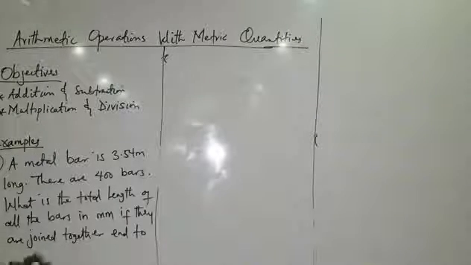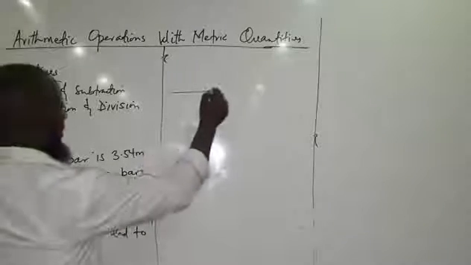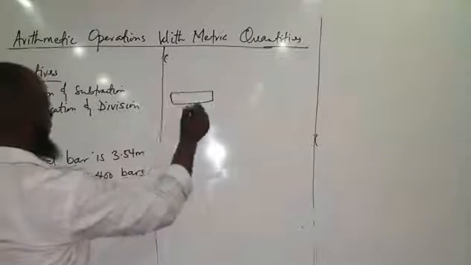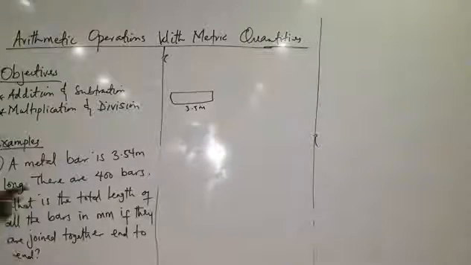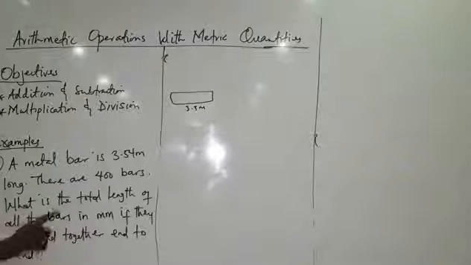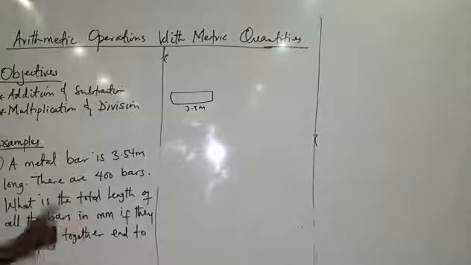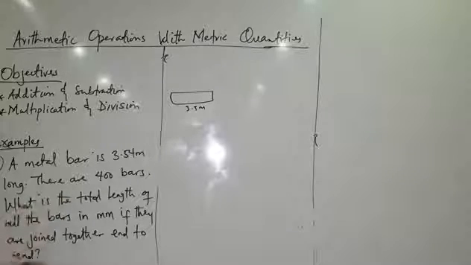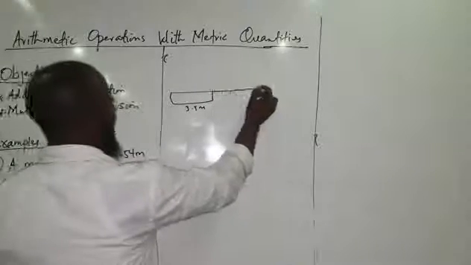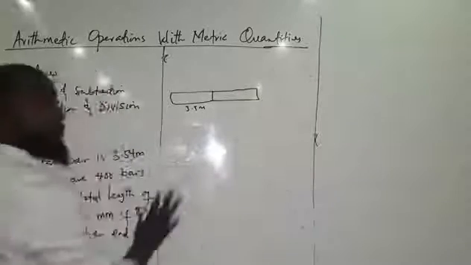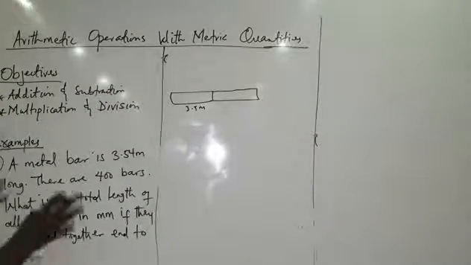Example 2. The question says a metal bar is 3.5 meters long, just like a bar like this. There are 400 bars. What is the total length of all the bars in millimeters if they are joined together end to end? You join another one to this one, until you complete the 400 bars that we have. So what would then be the total length?